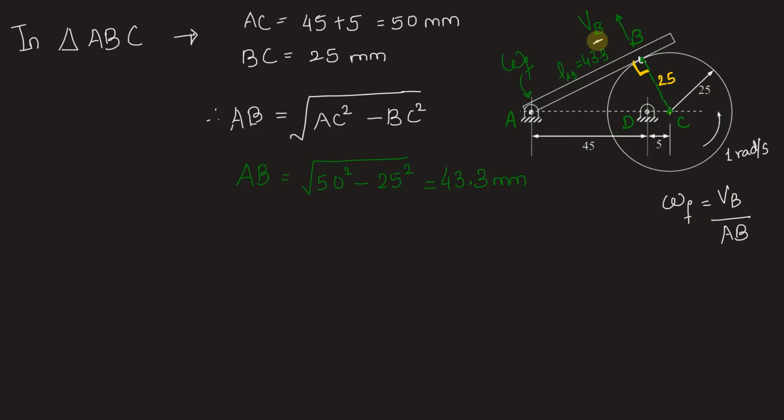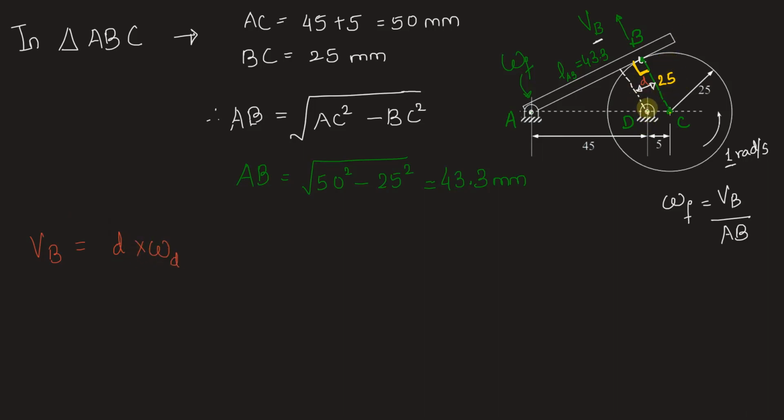Now to find VB, we can use this angular velocity of the disk, omega D, by calculating the perpendicular distance of point B from the pivot point D. So this distance can give us VB because this perpendicular distance into omega D will be VB. Hence we can write VB is nothing but the perpendicular distance, let this be small d, into omega D. Now how to find small d?